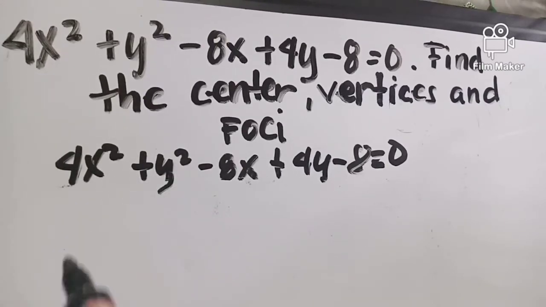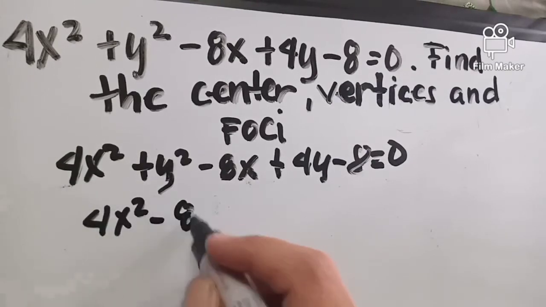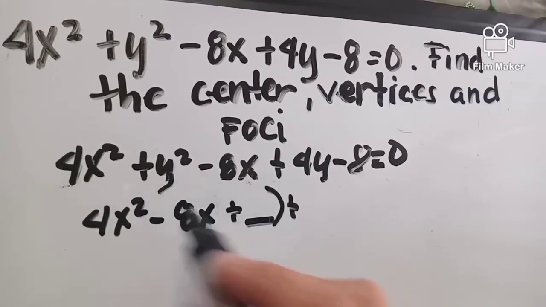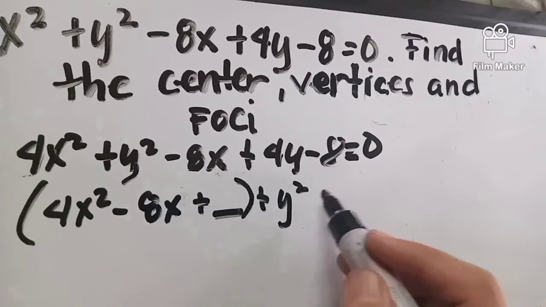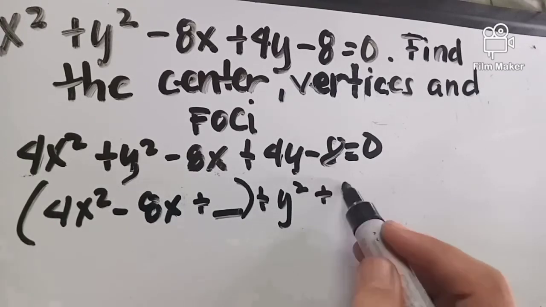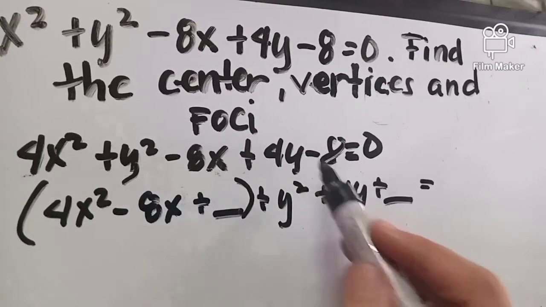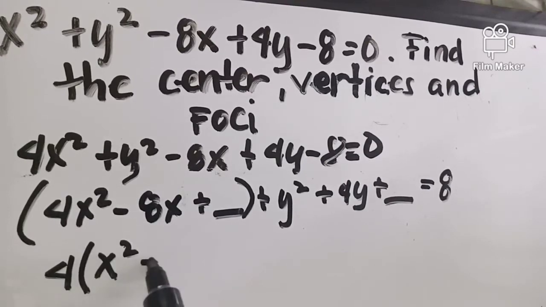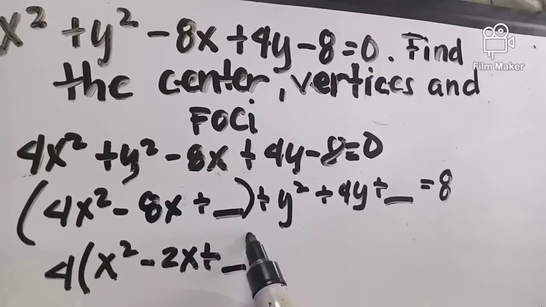So, step na gagawin natin ay pagsasamahin uli natin yung 4x squared minus 8x. Tapos, lagyan natin siya ng blank. Tapos, parenthesis. Kasi ito ay magiging completing the square. So, y squared plus 4y plus blank. Ito, paglipat sa kabila, magiging 8. So, factor natin to: 4, x squared minus 2x plus blank.